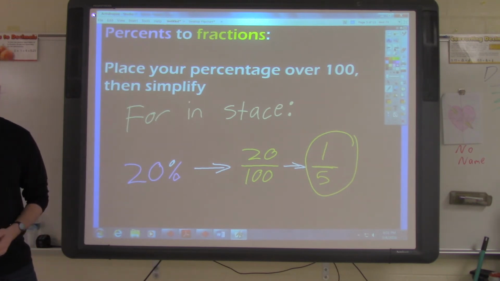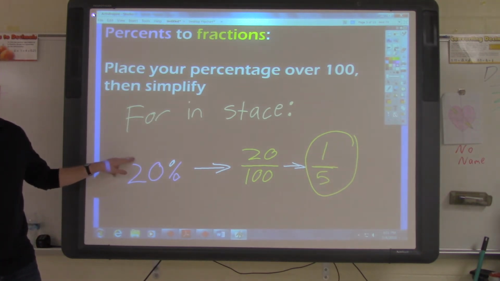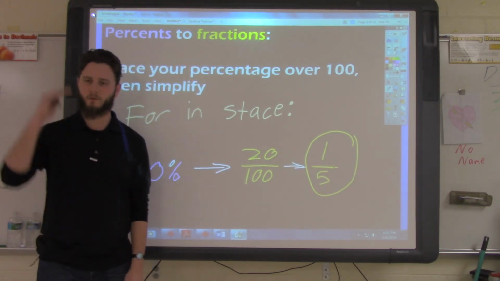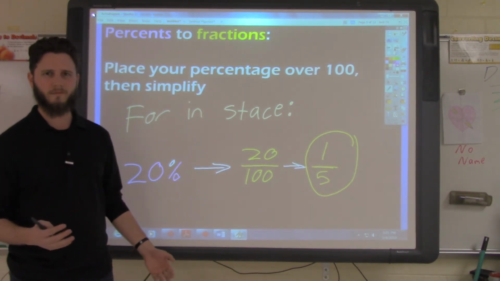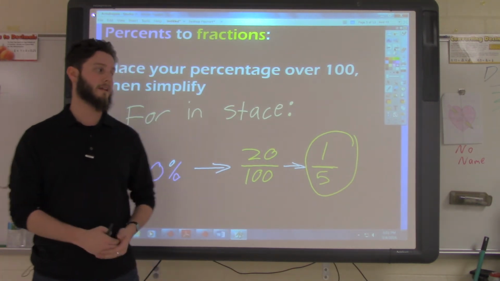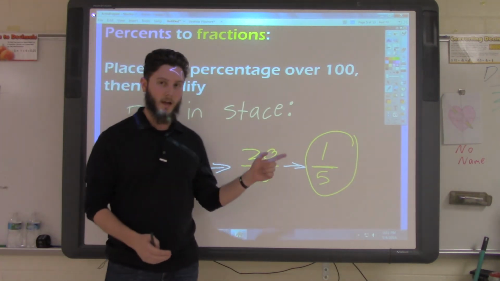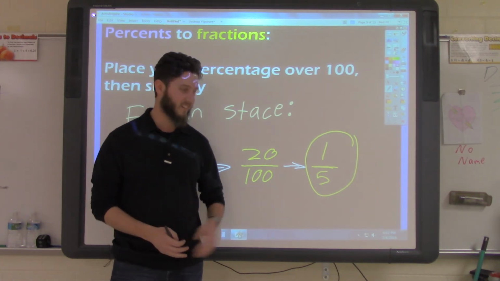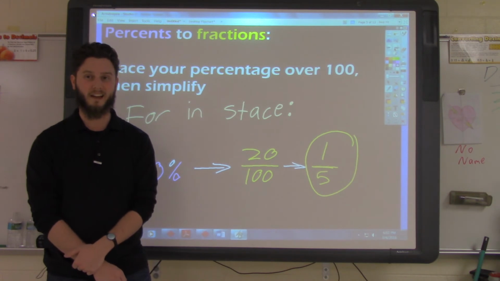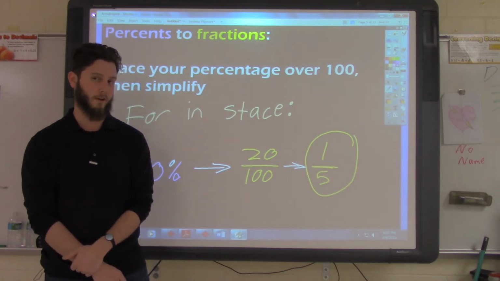In this example, we've got 20%. You take that 20% and stick it over 100. That's going to give you 20 hundredths. Well, 20 and 100 are both divisible by 20. 20 can be divided by 20 to give us 1, and 100 can be divided by 20 to give us 5. And that's as simplified as our fraction can get. Not too much to go over here.